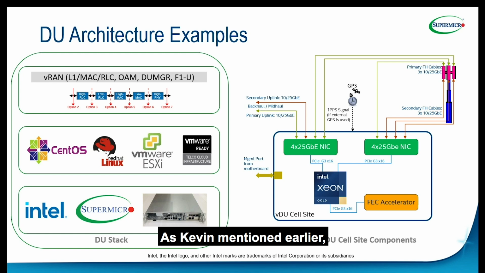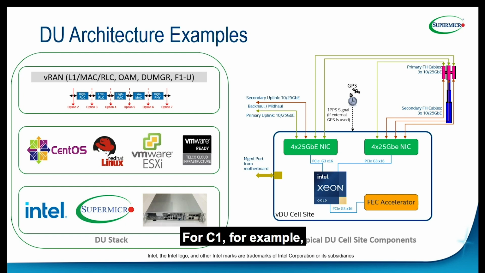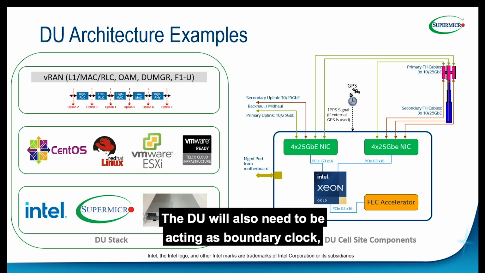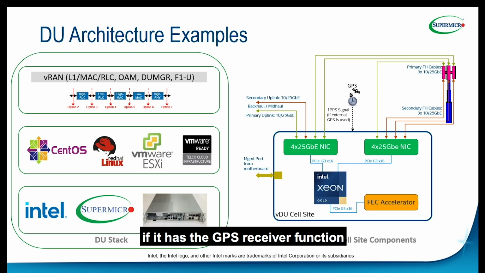As Kevin mentioned earlier, the ORAN fronthaul has several LLS configuration options. For C1, for example, the DU needs to connect directly to the RU. The DU will also need to act as a boundary clock, or sometimes it will be the grandmaster if it has the GPS receiver function integrated as part of the DU.